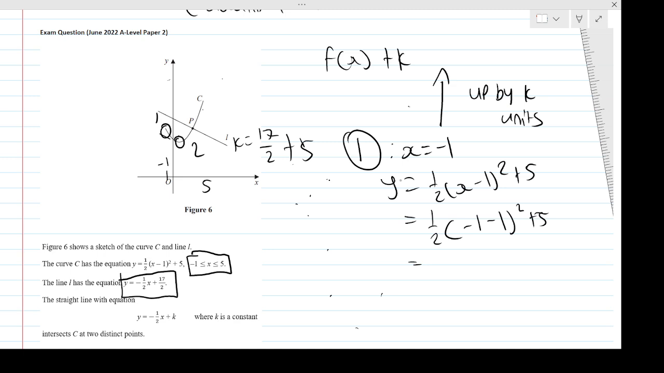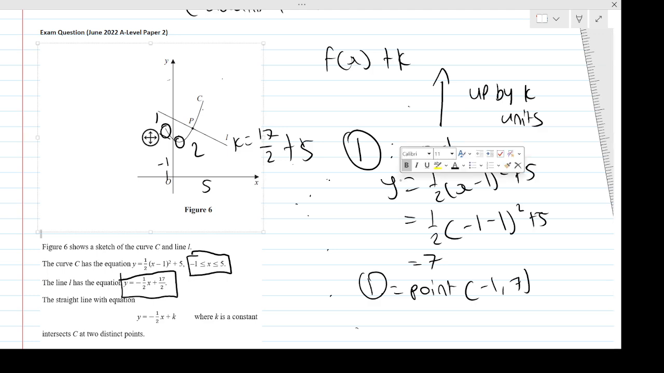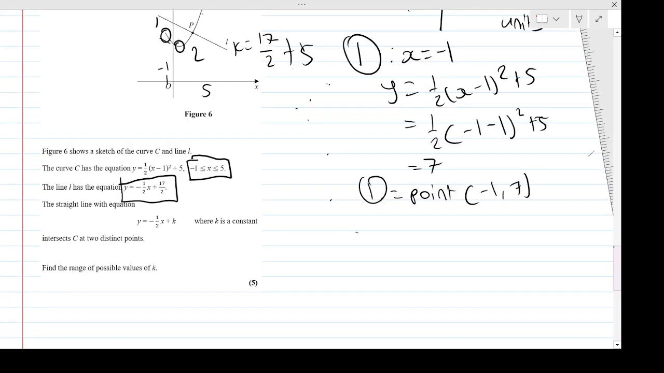So then that would be a half of minus 1 squared plus 5. You get 7, okay? So we have the point 1, and we can mark that on the graph, I guess. So it's going to be the point minus 1, 7, right? Actually, I don't want to make the graph too cluttered. So that's the first point where this line, as we've visualized, crosses that curve twice, at this point 1. So we found the coordinate.